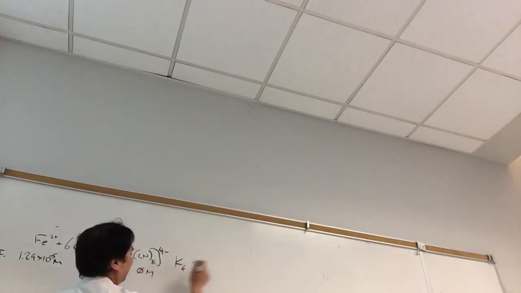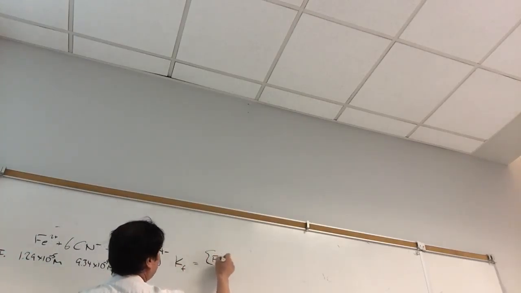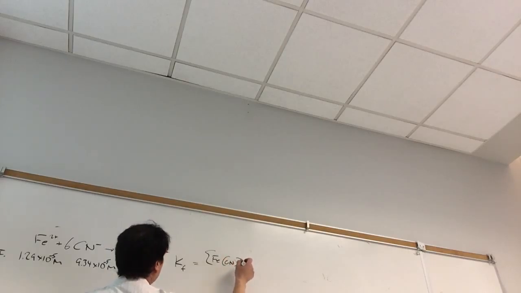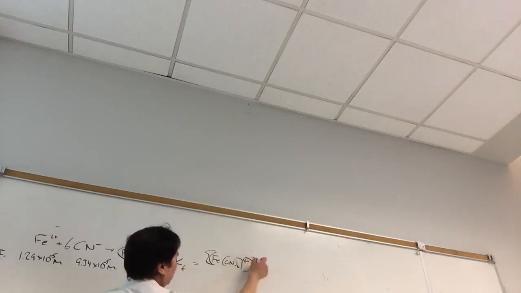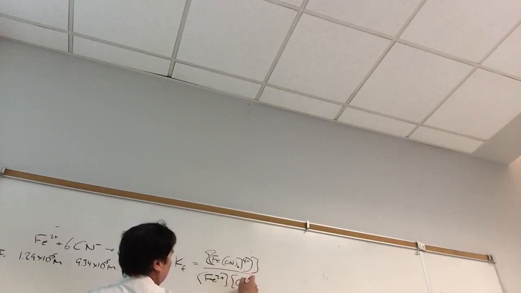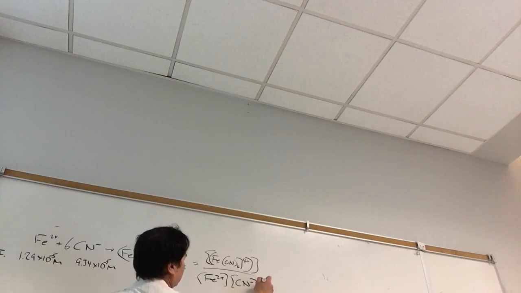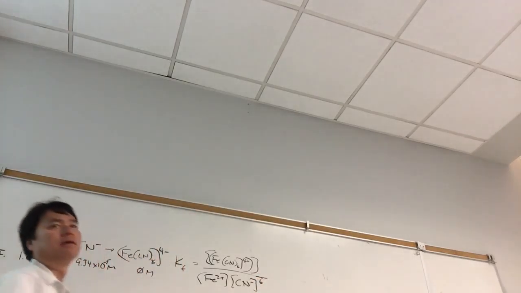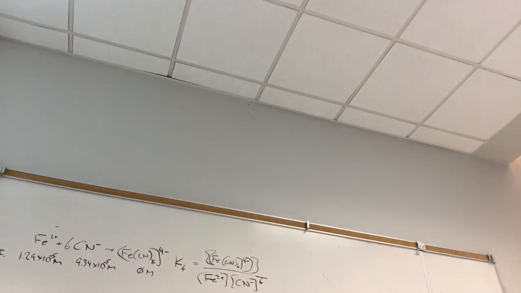And so the Kf equation is going to be the concentration of the complex. I'm not going to write the brackets for the complex because it's brackets on brackets. Well, I better because I wrote it in brackets here, so I'll do that. The concentration of the complex over the concentration of iron 2 over the concentration of cyanide raised to the 6th power. This is a 7th order equation. A 7th order equation is not going to be easy to solve, right? Unless you know some tricks to solve this.